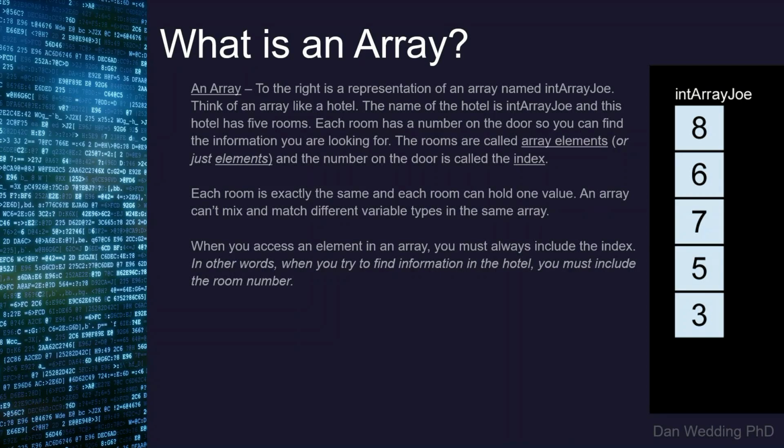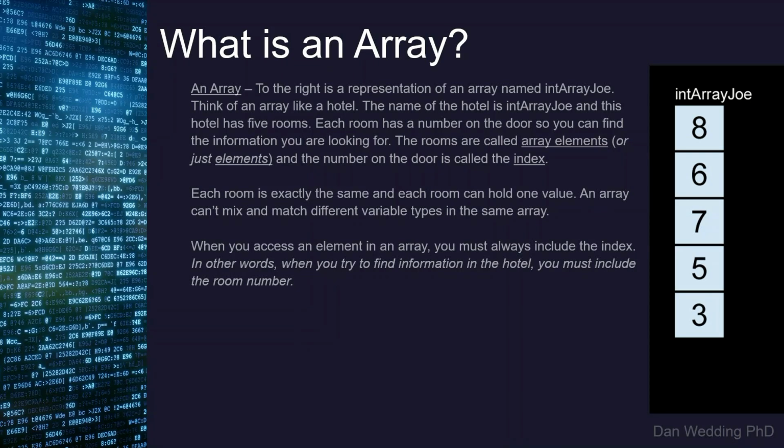To the right is a representation of an array named int_array_joe. Think of an array like a hotel. The name of the hotel is int_array_joe, and this hotel has 5 rooms. Each room has a number on the door so you can find the information you are looking for. The rooms are called array elements, and the number on the door is called the index. Each room is exactly the same, and each room can hold one value. An array can't mix and match different variable types in the same array.